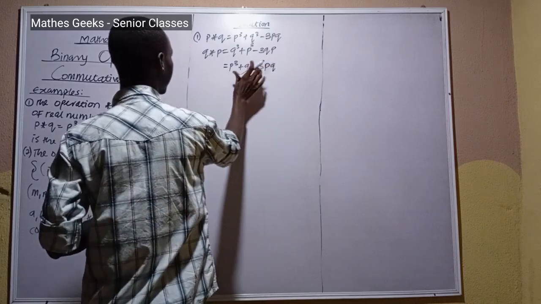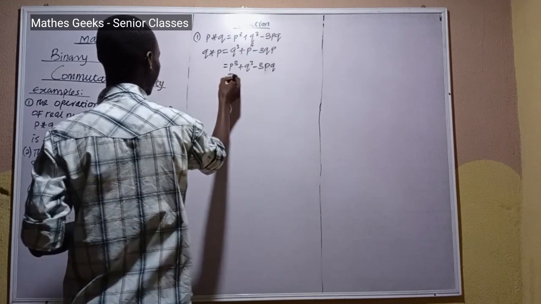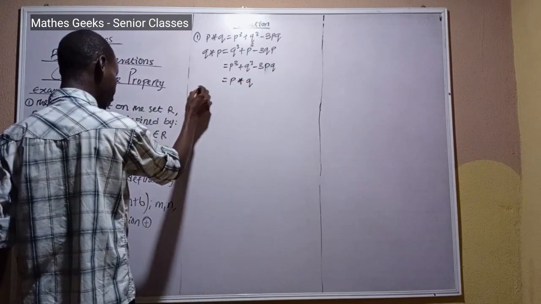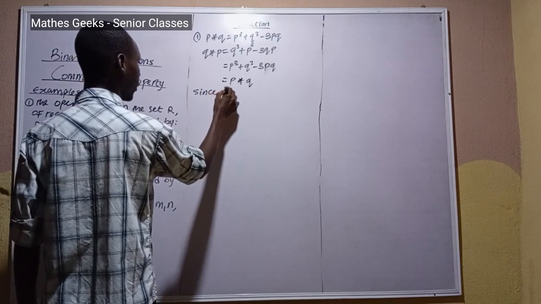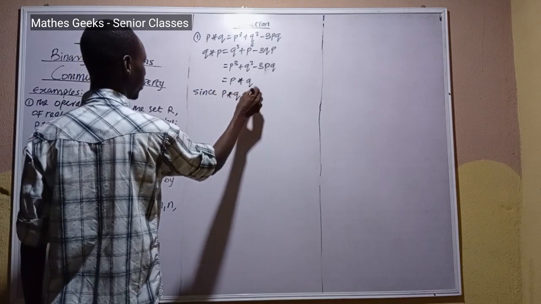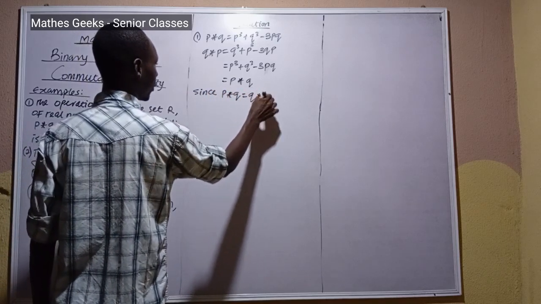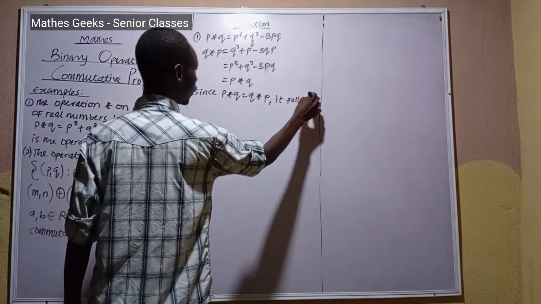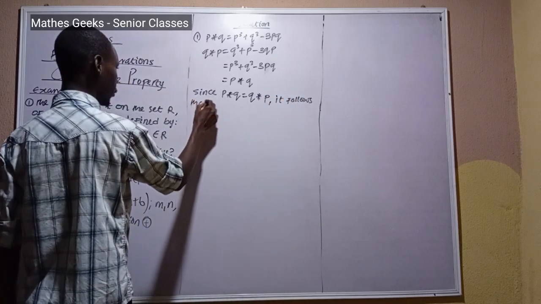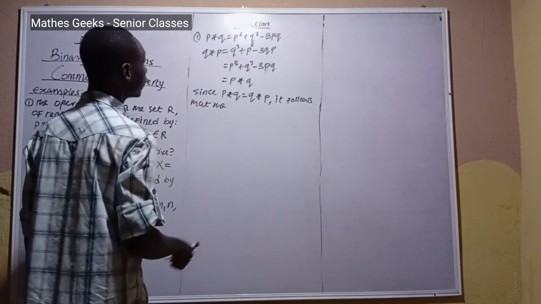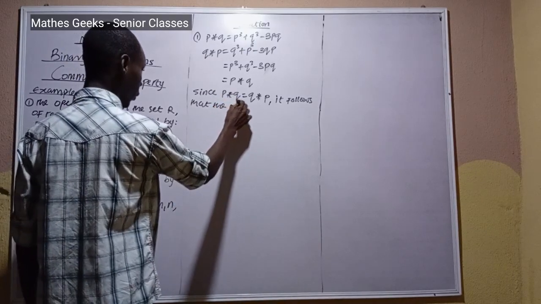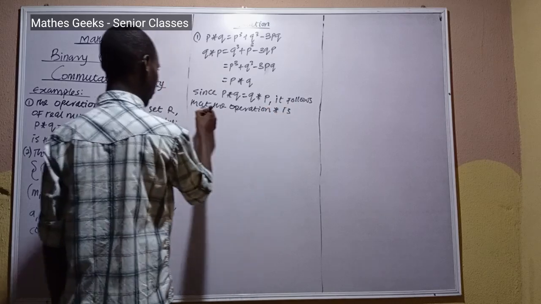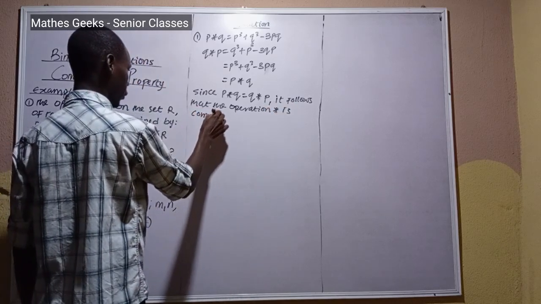And what do you have? You have P star Q is equal to P star Q. So since P star Q is equal to Q star P, it follows that the operation star is commutative.